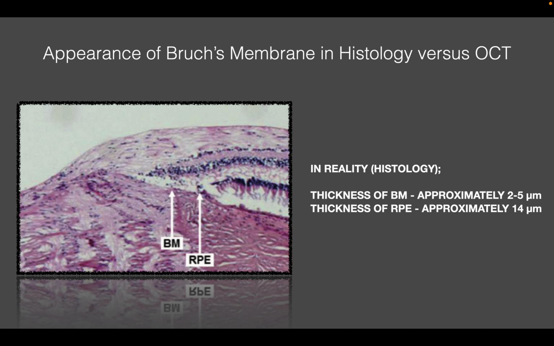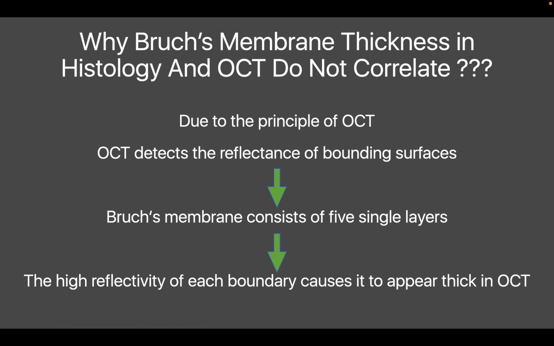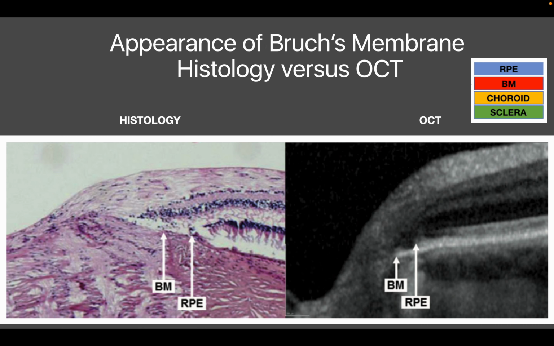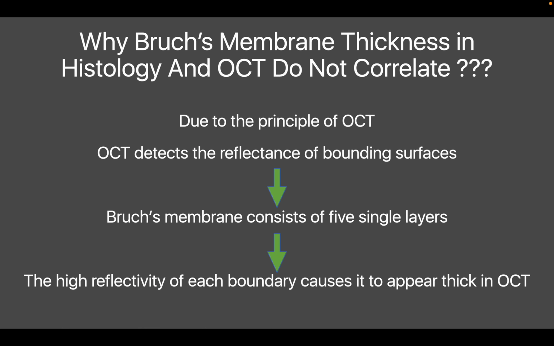Actual thickness of the Bruch's membrane is 2.2 to 5 microns. The thickness of the RPE is around 14 microns. But if you really see, the thickness of the Bruch's membrane will appear to be very thick in the OCT. That is basically due to the high reflectance of the Bruch's membrane. Bruch's membrane has 5 layers. Because of its high reflectivity, the Bruch's membrane will appear to be much thicker.